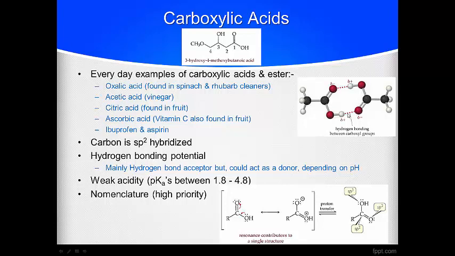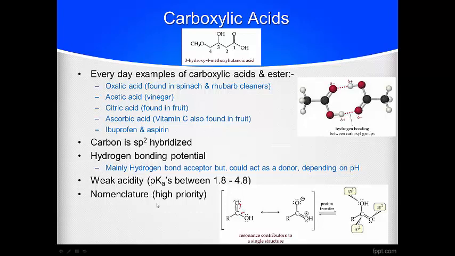Okay, they're weakly acidic, so their pKa's are between 1.8 and 4.8. So remember, pKa is the measure of how strong a weak acid is. So the smaller the pKa, the stronger the acid. So it's the same as pH, so the smaller the pH, the stronger the acid. pKa's are talking about only weak acids. So the smaller the pKa, the stronger the weak acid.